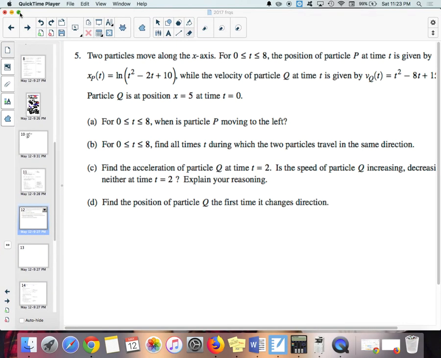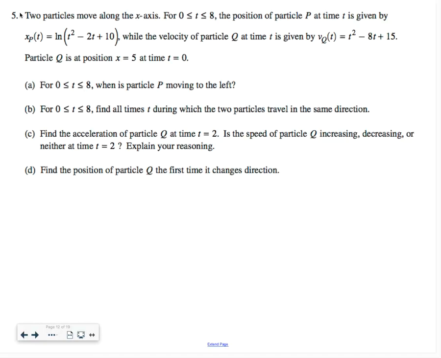Number 5, so two particles move along the x-axis. So for time 0 to 8, the position of the particle p is given by x subscript p, which is given, and the velocity of the particle q is given by v of q equals t squared minus 8t plus 15. Particle q is at position 5 at time t equals 0. Okay, that's an initial condition. So between 0 and 8, when is particle p moving to the left? So in order for particle p to be moving to the left, we need the velocity to be less than 0.